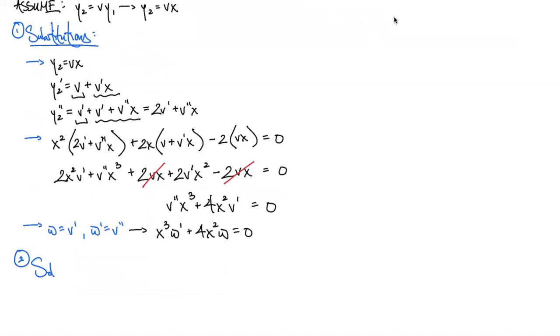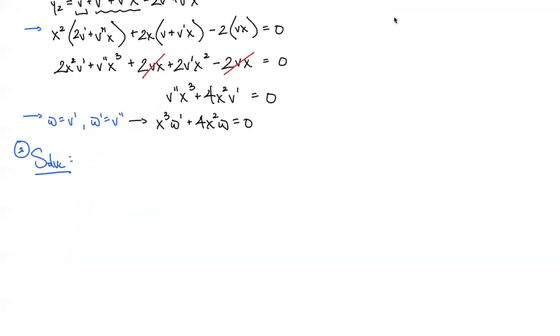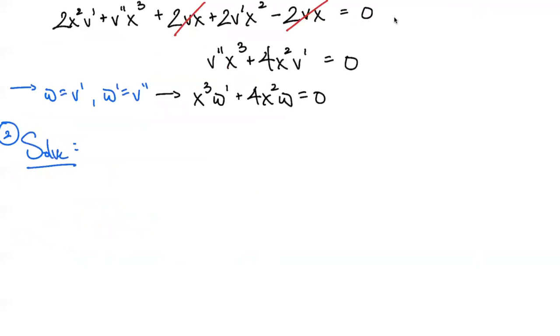We're going to solve our first order differential equation. All right. So what do we have? We have x cubed dw dx plus 4x squared w equals 0. What type of differential equation do we have here? We have a linear, yeah. Could we separate?